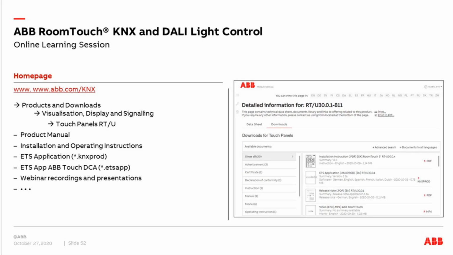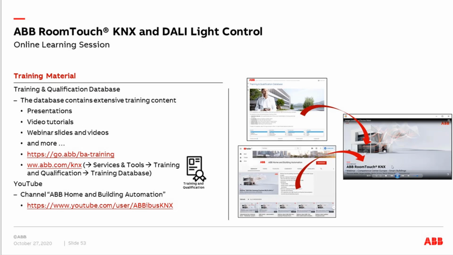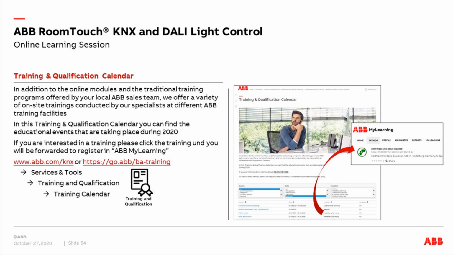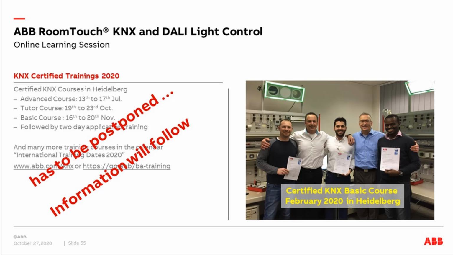You find everything around our RoomTouch on our homepage, the operating instructions and manual and so on. If you need some more information, we have our training and qualification database where we store all our content. This session will also be stored. Then our training and qualification calendar, where at the moment we only show our online sessions, no classroom trainings. We cannot continue at the moment with any presence trainings in the factories, neither with a certified training, but we hope to continue next year. We will see what happens, but we will inform you.